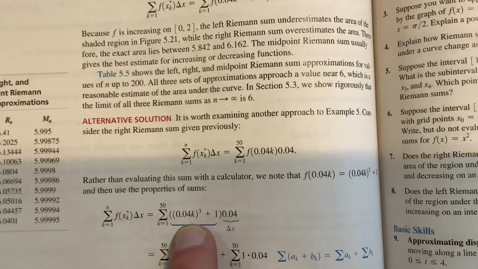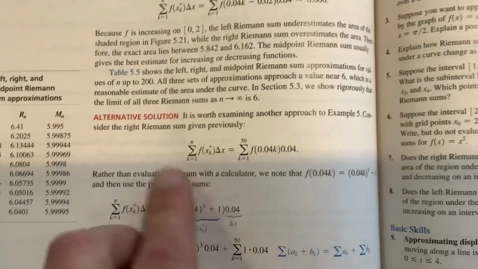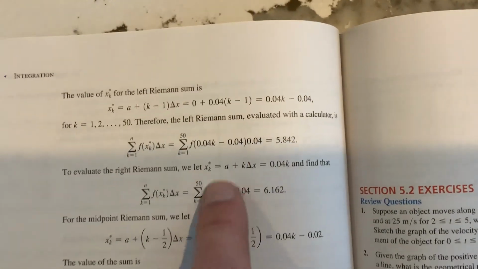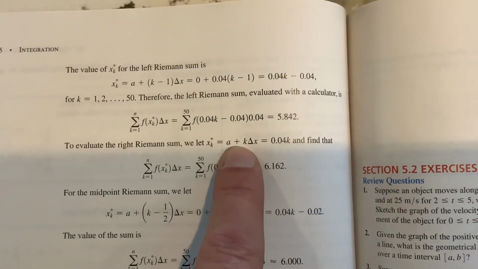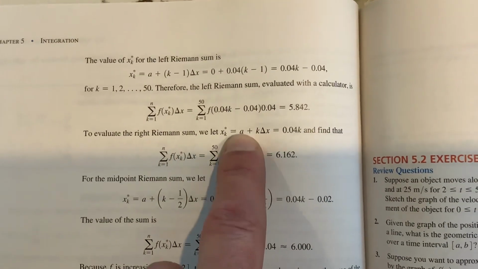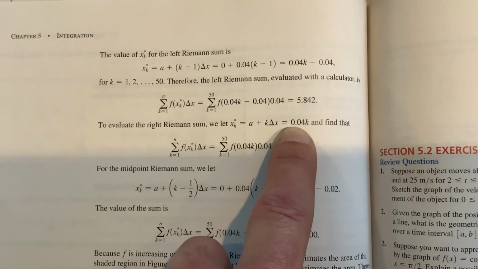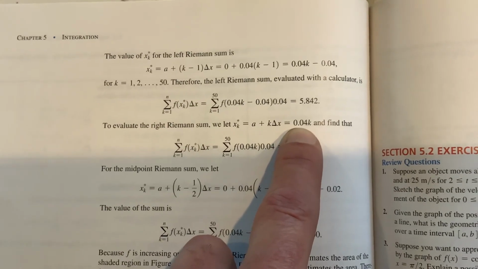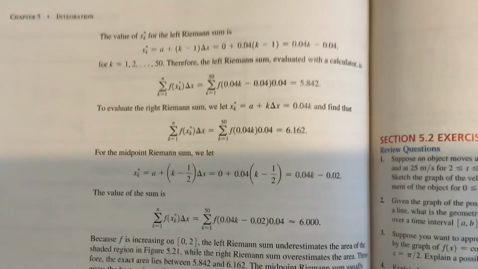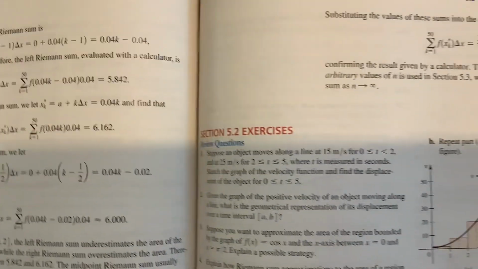They switch to the right Riemann sum down here. So the formula is slightly different. This was for the left; here's the right. They did it the same way: they started at 0, they're not working this one out like they did the other. The change in x is still 0.04, so 0 plus 0.04k is just 0.04k. They say we're going to evaluate this function at 0.04k because that gives us the right Riemann sum.